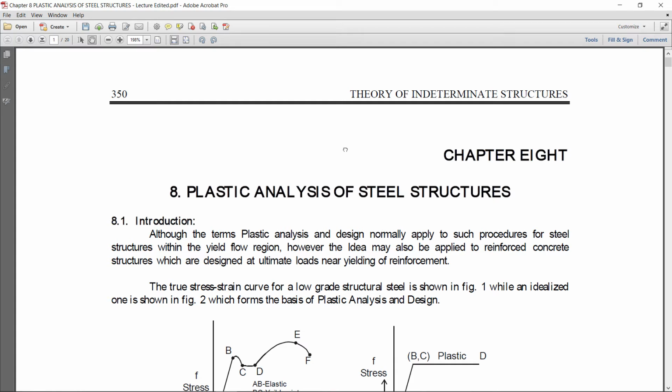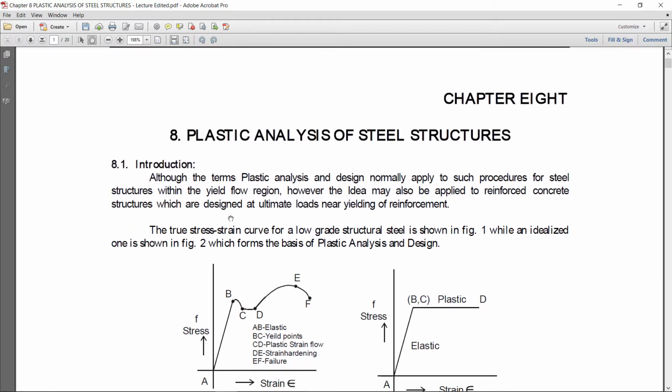In this lecture, I will discuss the plastic analysis of steel structures. Introduction. Although the term plastic analysis and design normally applies to steel structures within the yield flow region, the plastic analysis is made for steel structures. Why? Because in steel structures, yielding of steel is present.